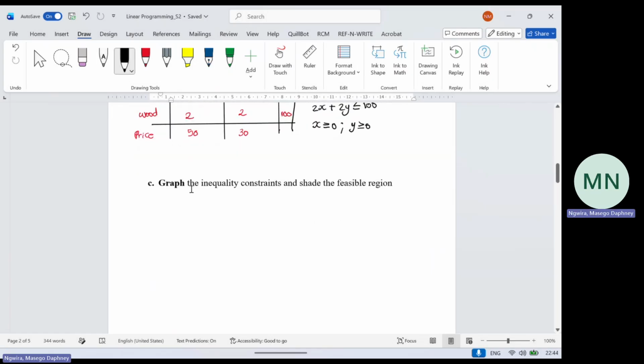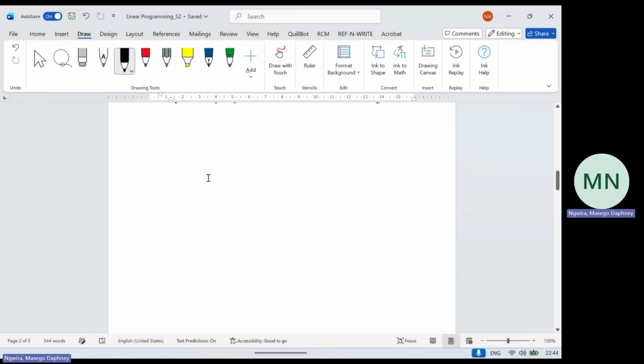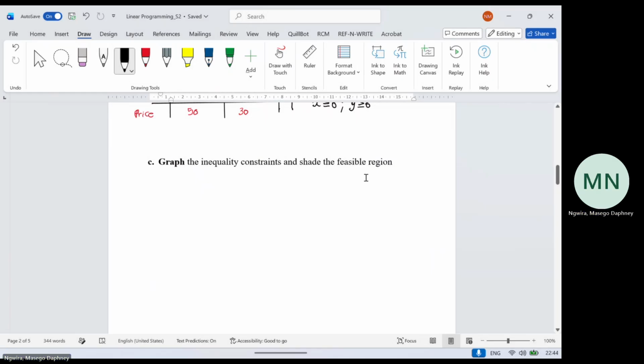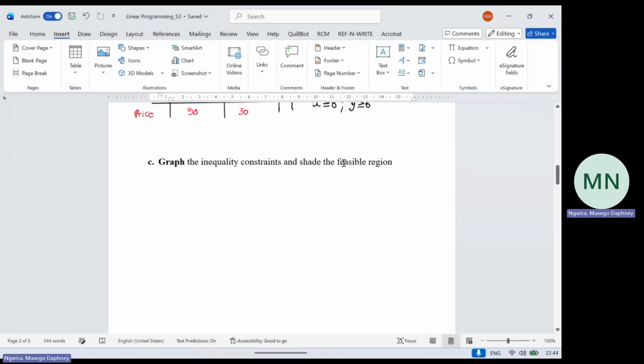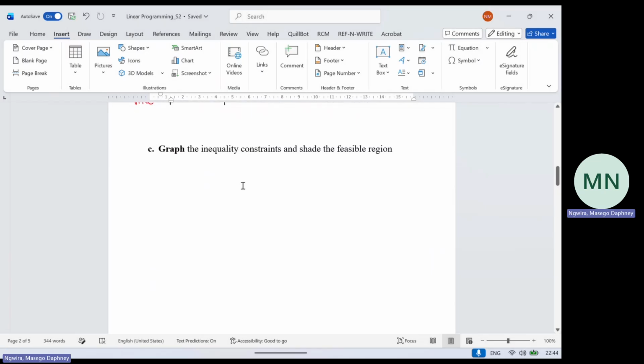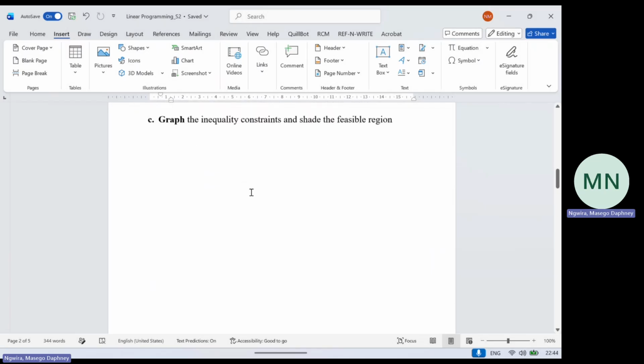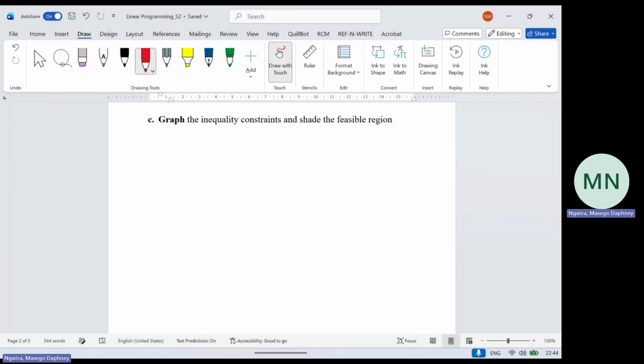And then now we move on to C. They're saying to graph the inequality or plot the inequality constraints and shade the feasible region. So we are going to start with finding our points. You cannot draw a graph without the points. When we draw the graph, we use what we call the intercept method.